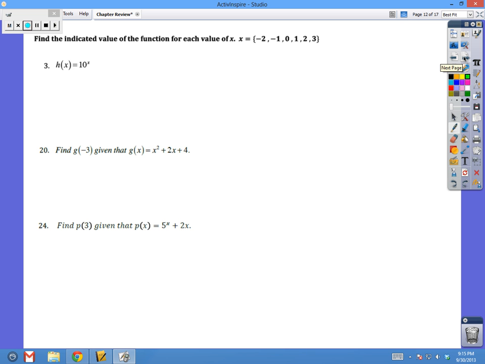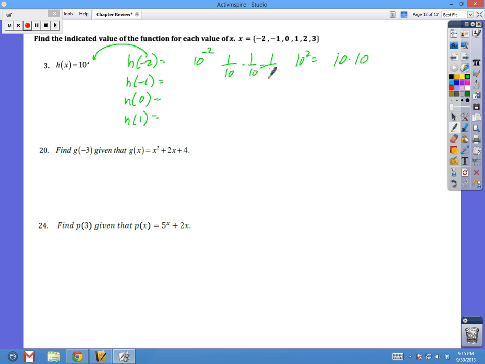Okay, let's look at 3. They want you to find out h of negative 2, h of negative 1, h of 0, h of 1, so on and so forth. So let's just do a couple. Let's do these negatives. If you plug a negative in there, 10 to the 2 is repeated multiplication, but if your exponent is negative, it's repeated division. So anytime you have a negative exponent, you're repeatedly dividing.